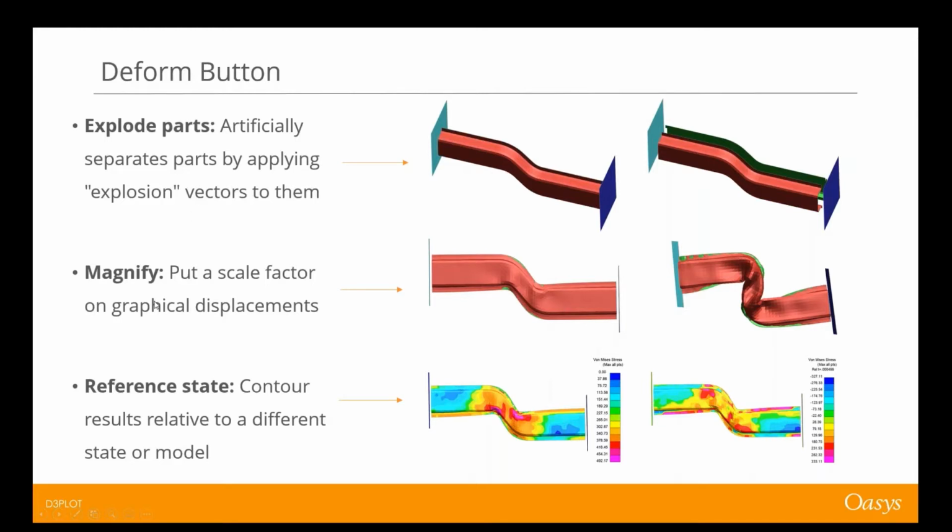The next one is magnify, which allows you to put a scale factor on graphical displacements to make them appear bigger or smaller. So I've magnified the deformation from the first image to the second image. The next one is reference state, which allows you to contour results relative to another state in time or even another model.